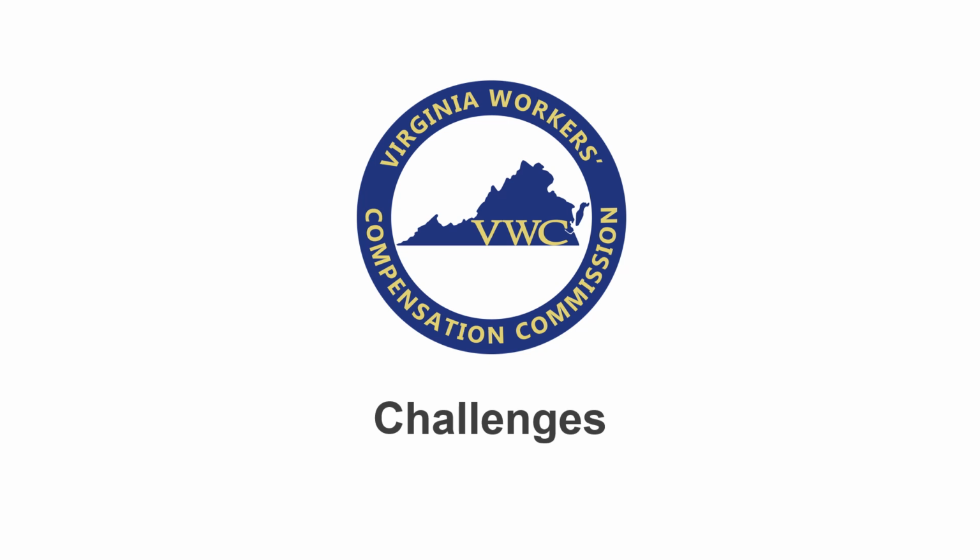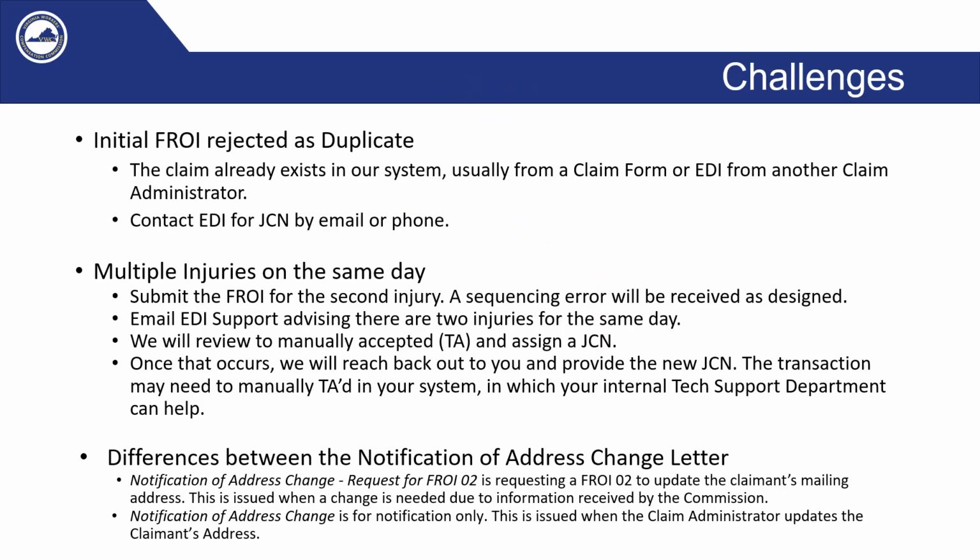Now let's talk about some challenges. Initial FROI rejects for duplicate. This means the claim already exists in our system, usually due to a submitted claim form, or we received EDI from another claim administrator. Reach out to the Commission's EDI department for the JCN by phone or email. Also, make sure if you receive the notification of injury request for FROI that you use the already assigned JCN.